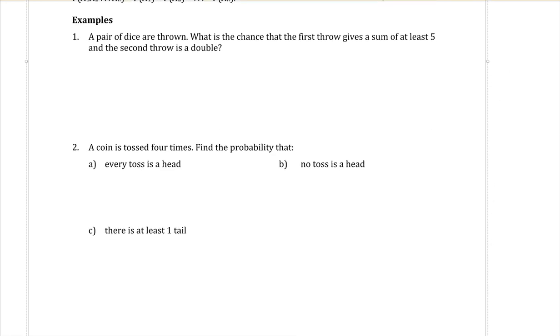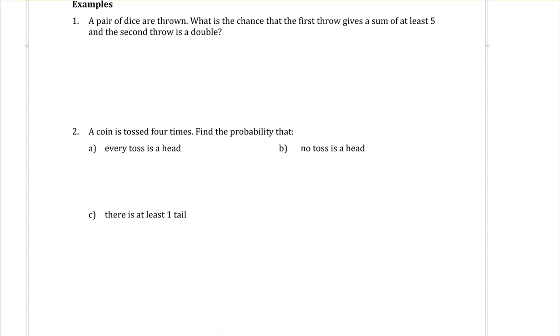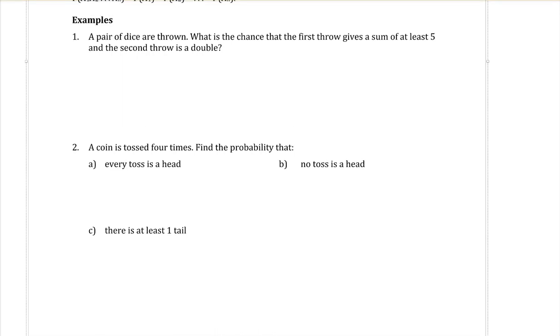Number 1, a pair of die are thrown. What is the chance that the first throw gives a sum of at least 5 and the second throw is a double? So our notation is actually going to be helpful in a lot of cases in this exercise because there's actually going to be a number of different outcomes that you could use. So I'm going to use some labels in here. I'm going to use probability of at least a 5 and then a double. I've got a comma separating the two events. The first one is we want at least a 5 and the second one is that we want a double.